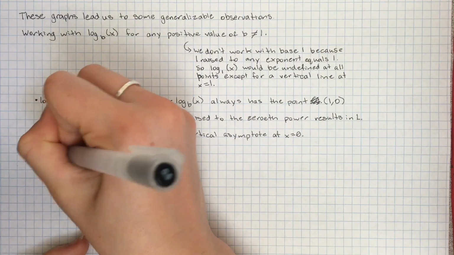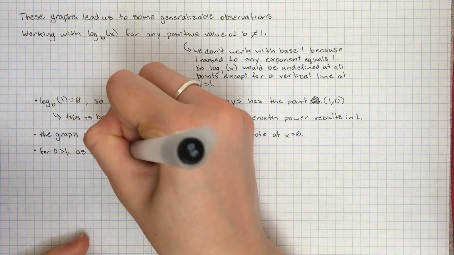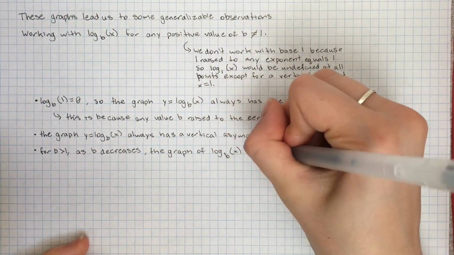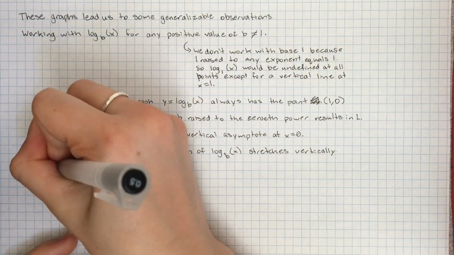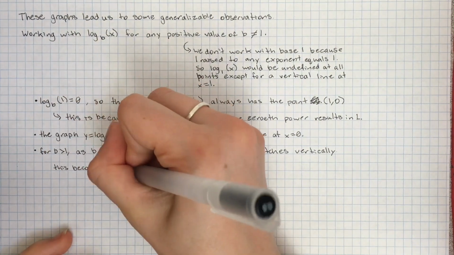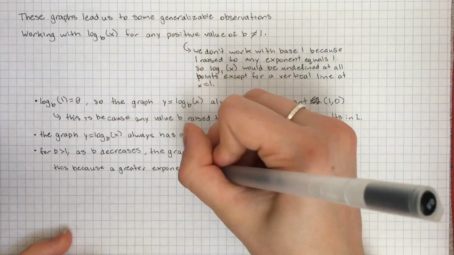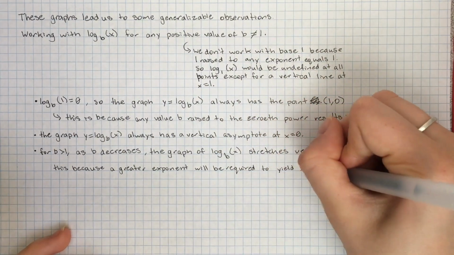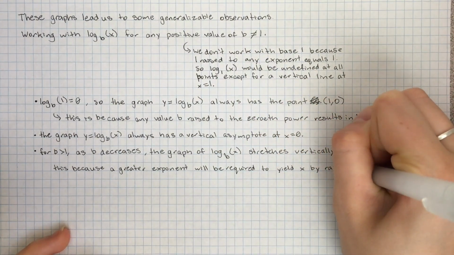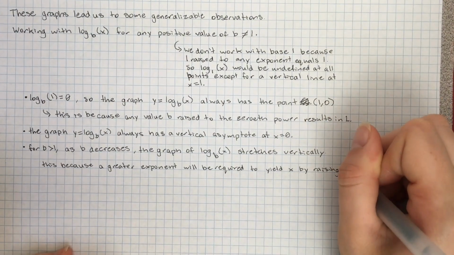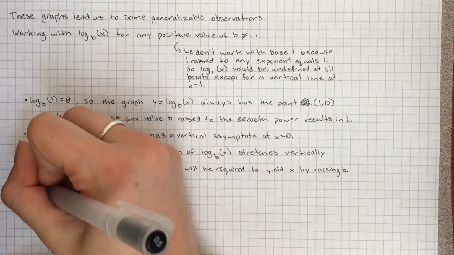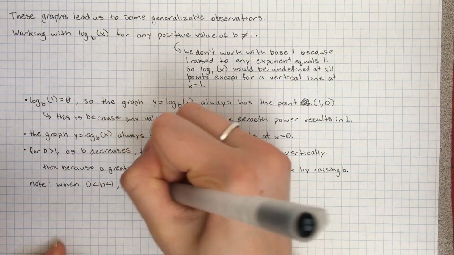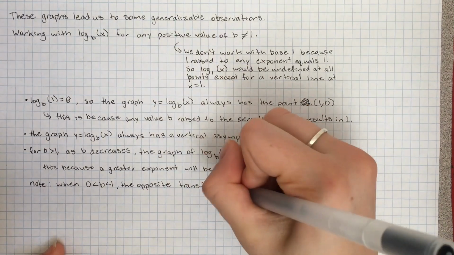And finally, for b greater than 1, as b decreases, the graph of log base b of x will stretch vertically. This is happening because for a lesser value of b, a greater exponent y will be required to raise it to that same value of x. Now, the opposite transformation occurs when b is between 0 and 1. This is because for those values, a greater exponent yields a smaller value.